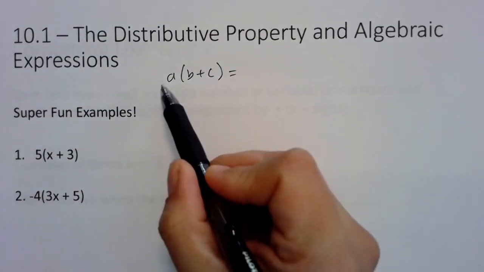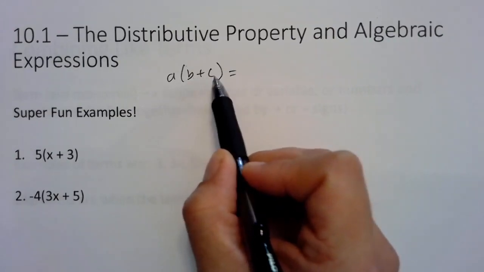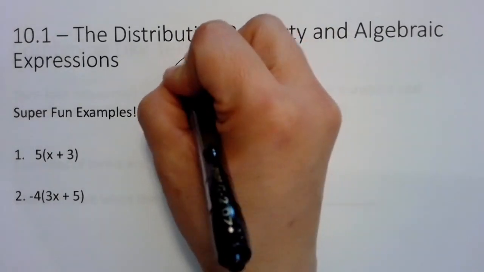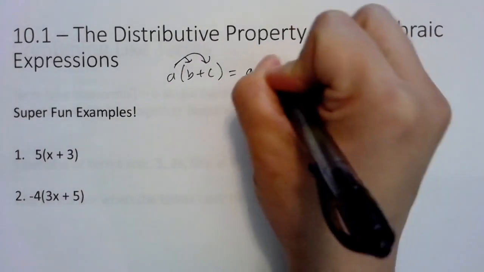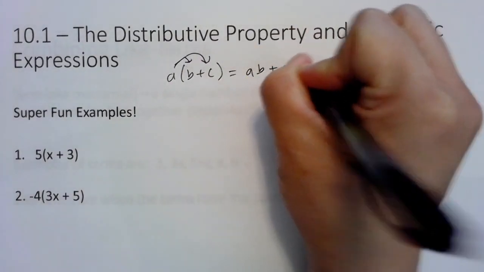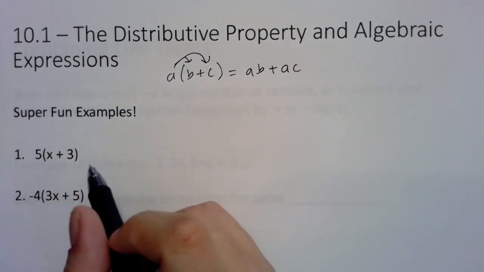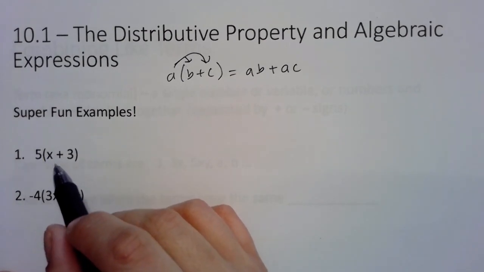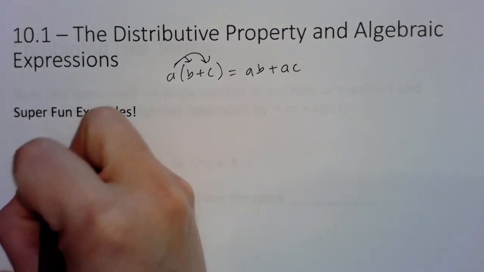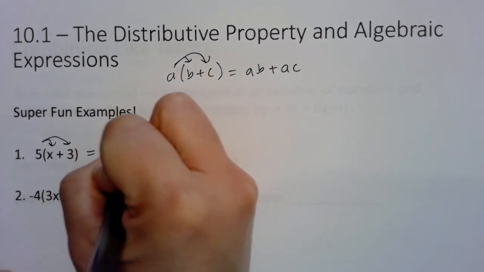When you have a number and you multiply it by a sum of two or more numbers, you can distribute the number and multiply each one, separated by the plus sign. So let's take an example. Let's say you have 5 times the quantity x plus 3. You would distribute the 5, and this would be 5x plus 15.